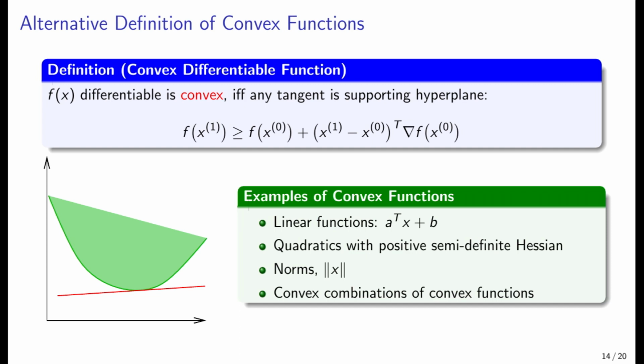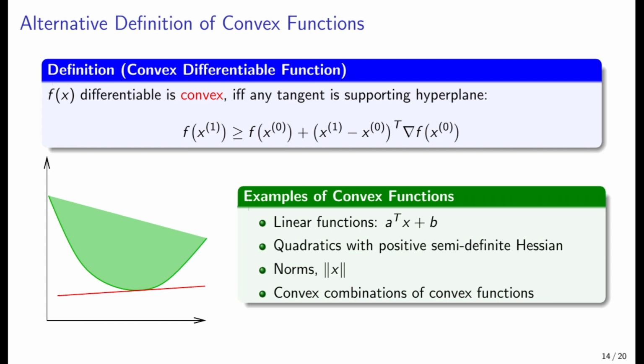On the right-hand side, we have taken a Taylor expansion of our function around the point x0. Here's x0, that's the point where we just touch. The right-hand side is a first-order Taylor expansion of my nonlinear function around that point. So for any point x1, the function value lies above this supporting hyperplane.